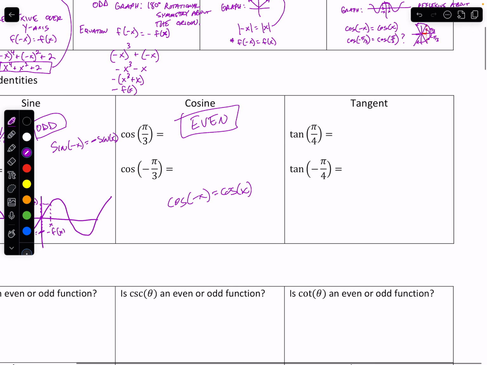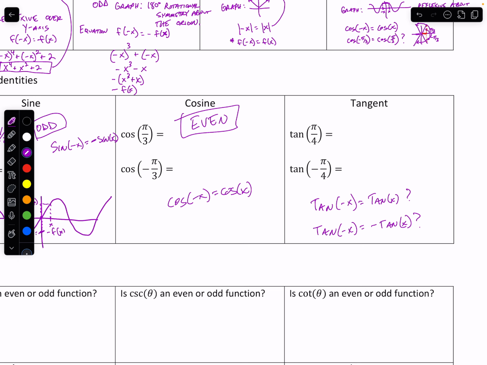And then tangent, well, let's check it out. What happens with tangent? If we plug in negative x for tangent, what do we get back? Do we get back tan of x? Do we get back negative tan of x? Which one is it? Maybe it's neither, and tangent is neither even nor odd.